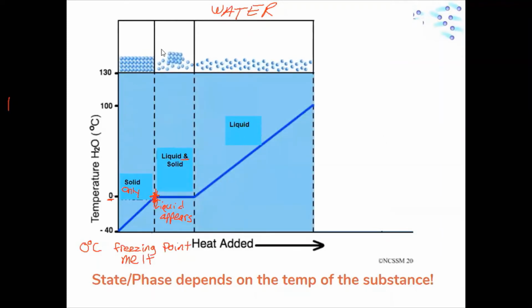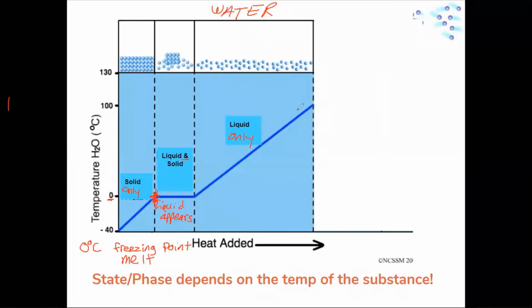And then here is when we have liquid only. And we have liquid only for water for a long stretch between 0 degrees Celsius all the way up until, and I can trace this over, 100 degrees Celsius. Because remember, 100 degrees Celsius is another important temperature for water that we'll discuss in a few. But room temperature is around 20 degrees Celsius.